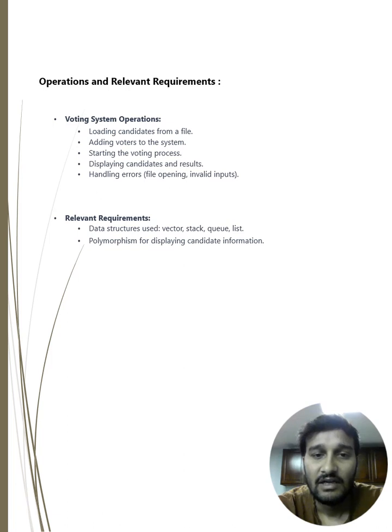Next is displaying the candidates. In voting system, we have another method, display candidates. This method shows the list of candidates for voters to make selections. It displays the names and, if available, party affiliations of the candidates to help voters make informed choices about their selections.